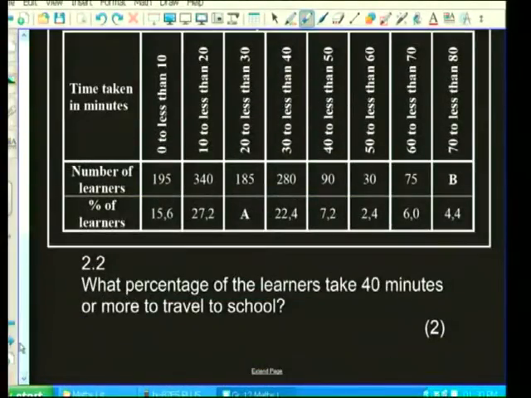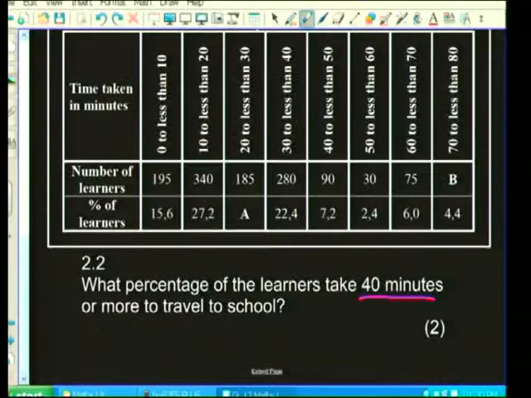Right, we've still got the question. What percentage of learners take 40 minutes or more to travel to school? So now we want to know the percentage of learners. So we're going to have to work out our total number of learners. So this, remember, was 55. And we're looking at 40 minutes or more to travel to school. So we're going to go 30 less there.